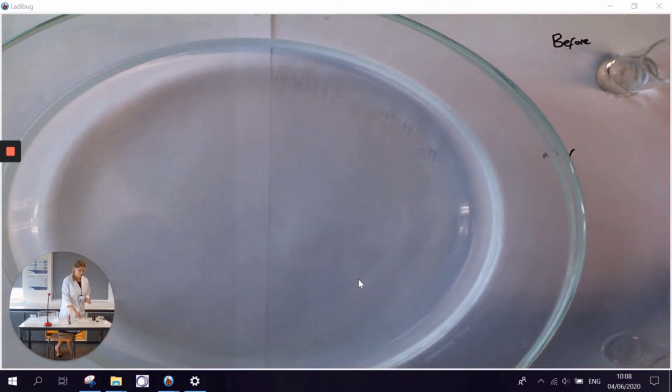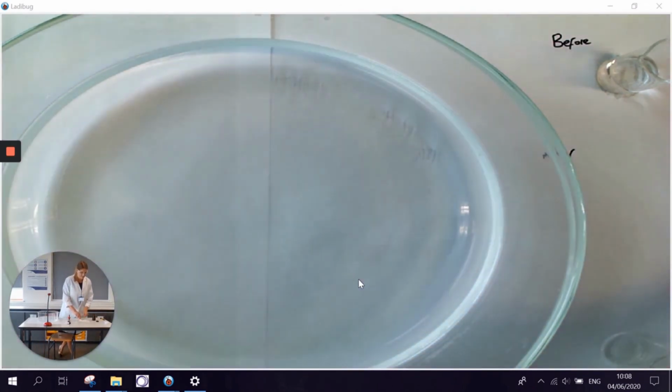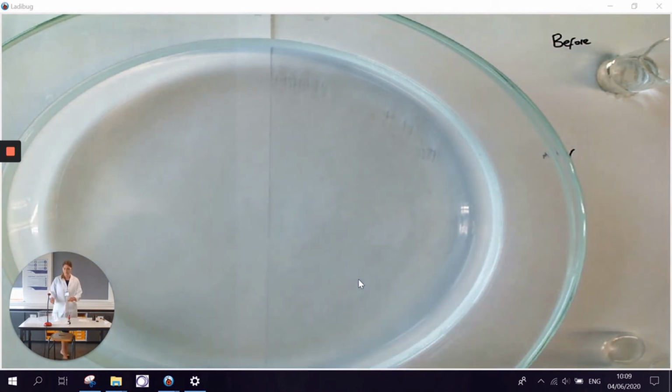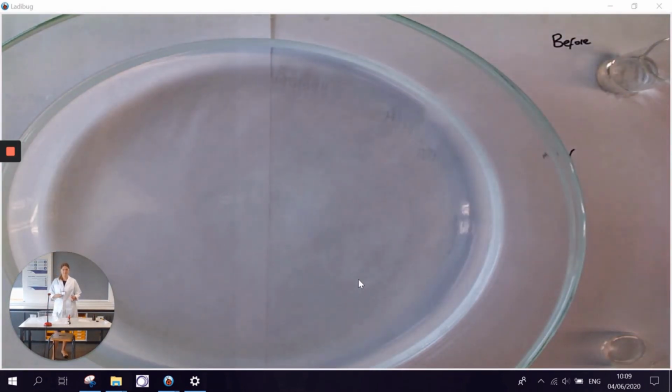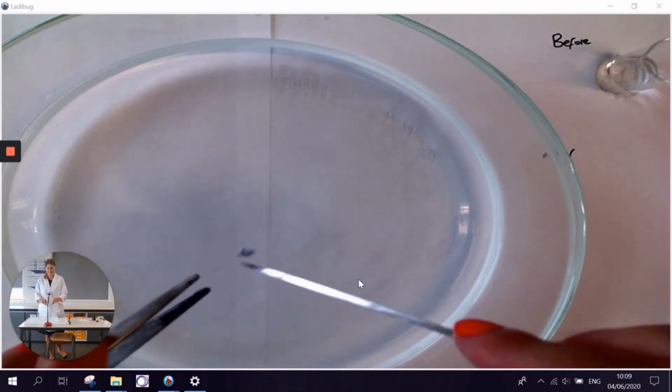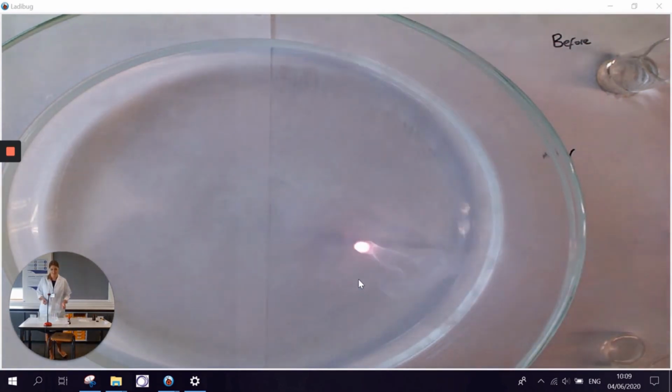Okay, I'll just add one more piece. I'm just going to cut it so it's a little bit smaller because that was quite a big piece. Oh, go on, I'll do one more because both of those are quite quick and because it's my favourite one.